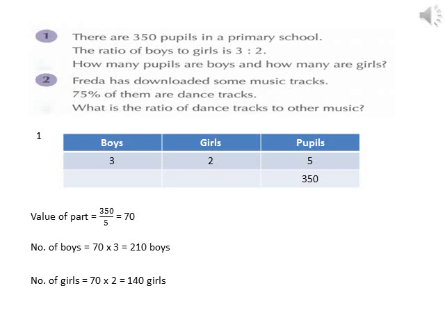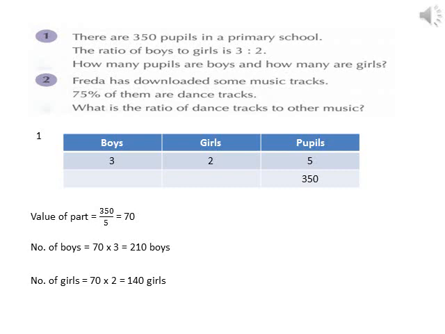So I'm putting 350 under the column of pupils, which is the total. And again, search for the complete column and get the value of part. So I'm dividing 350 by 5, the answer is 70, and get the number of boys. This is the value of part times 3, which is the ratio of the boys. It means it's equal to 210 boys. And again, get the number of girls the same way. You're multiplying the value of part, which is 70, times 2, which is the ratio of the girls, and then you will find out that they are equal to 140 girls.